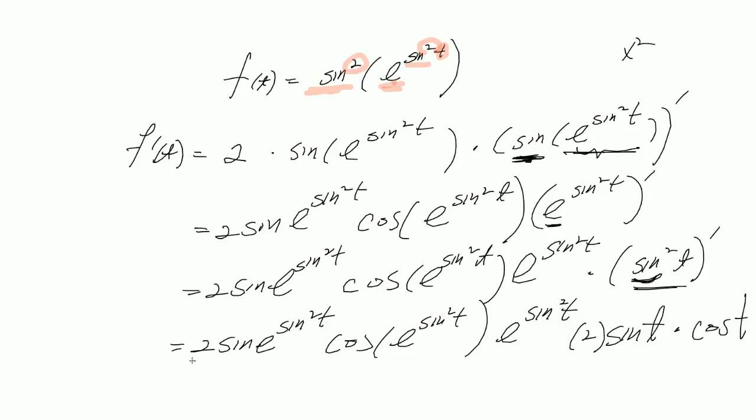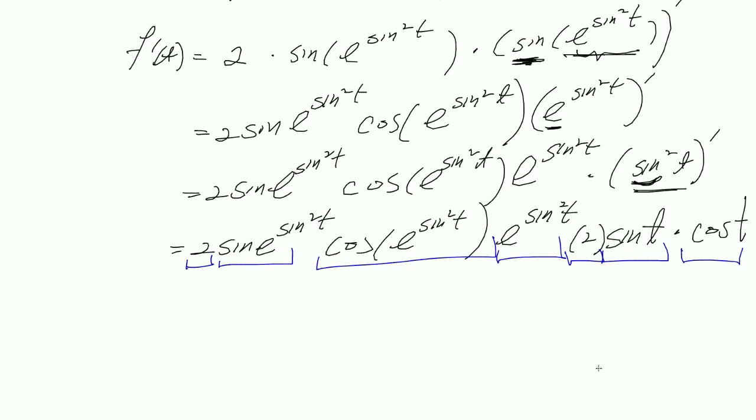So let me just divide this up for you. There's the 2 multiplied by that, multiply by that, multiply by that, multiply by 2 again, multiply by that, and multiply by that. Okay. So the only thing that you can actually do to simplify things is combine these 2 into 2 to get 4. Everything else, just leave it as it is.